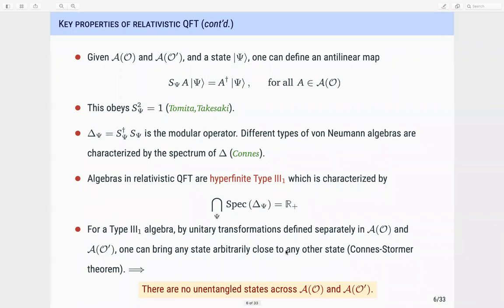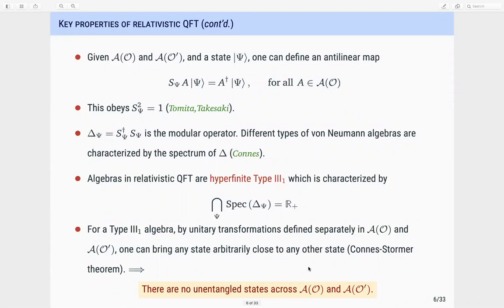And one other observation is that for the type III_1 algebra, essentially there are no unentangled states. There's a theorem by Alain Connes and Størmer, which says that by unitary transformations defined separately in A and A prime, one can bring any state arbitrarily close to any other state, essentially ruling out unentangled states, because the vacuum is entangled and I can bring any state close enough to that.